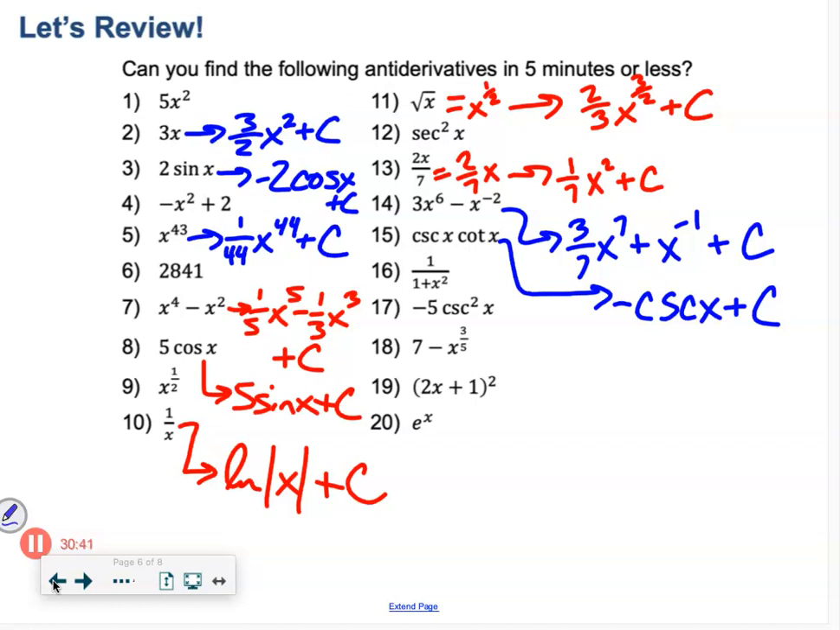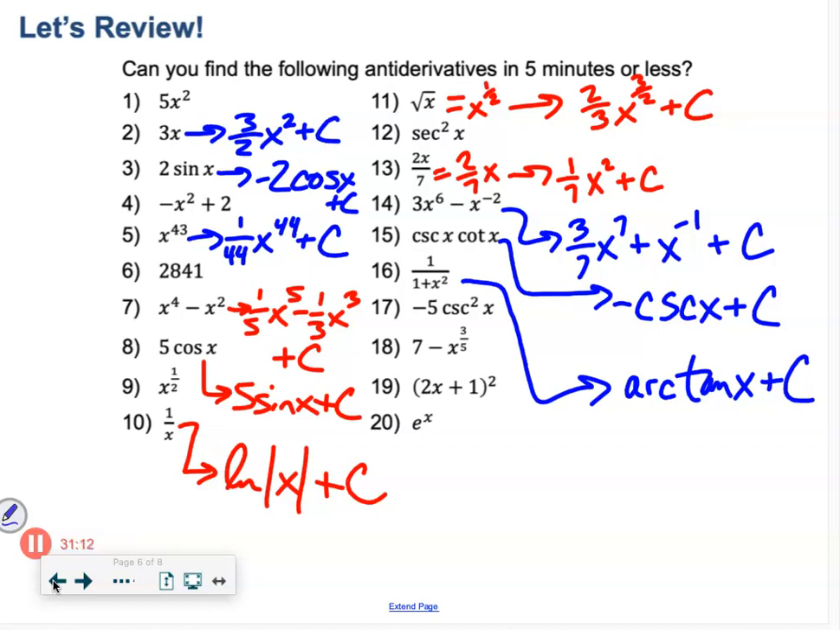16. So you don't know how to antidifferentiate 1 over 1 plus x squared, but you know a function whose derivative is 1 over 1 plus x squared. It's one of your favorites. What function has a derivative of 1 over 1 plus x squared? Arctan. Yes, you have to know those. Okay? All right.